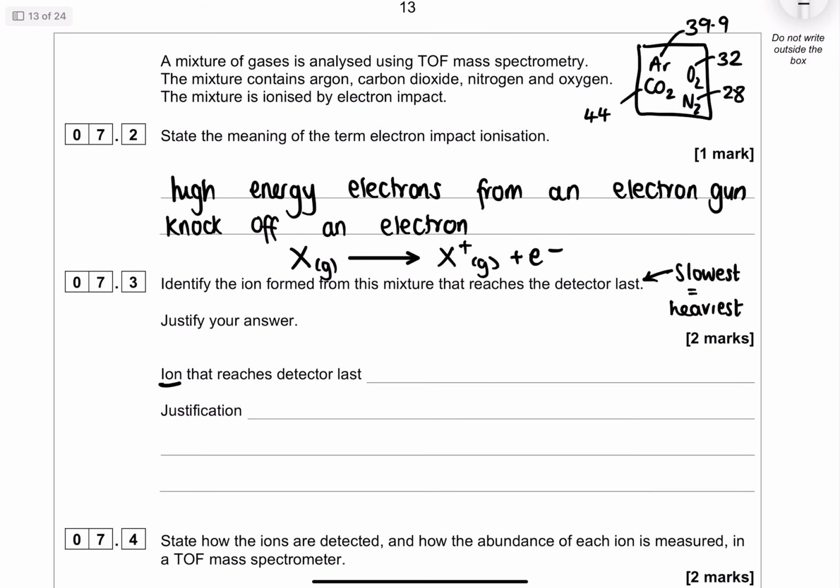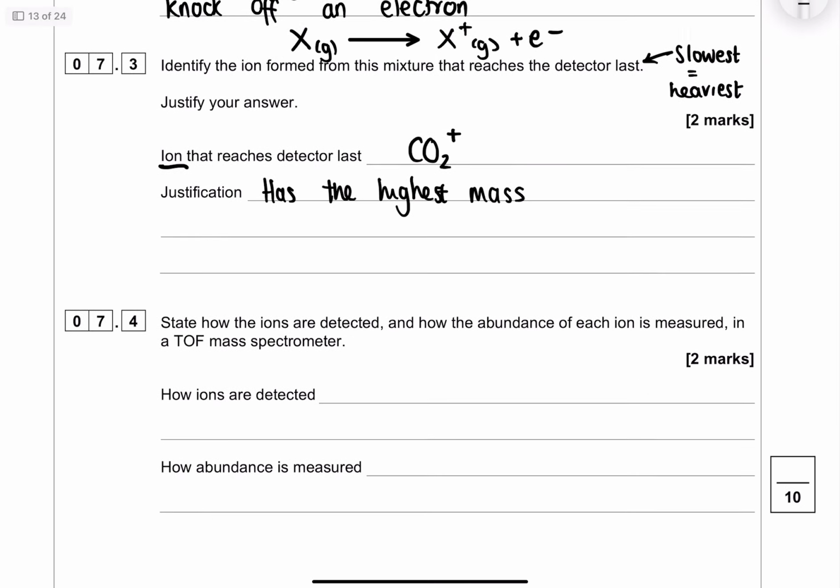But remember, we're doing the ions, and they're all being ionized by electron impact, so they're just becoming positively charged ions. They're not gaining a proton like electrospray. And justify why this would meet the detector last. So it has the highest mass, so it travels the slowest.